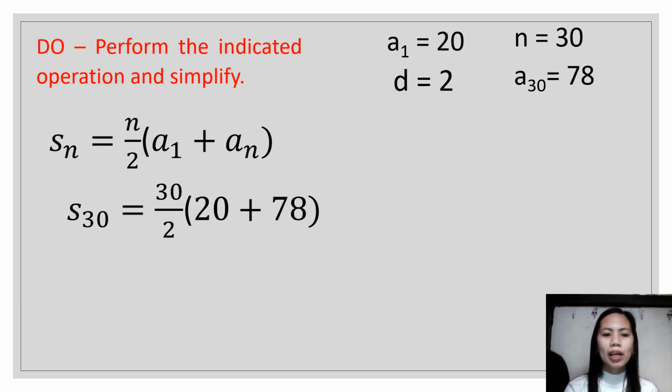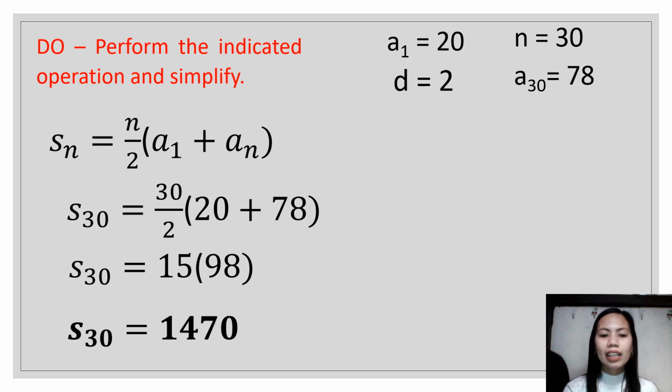Okay, so let us solve 30 divided by 2. Pwede natin yan isolve agad. That is 15. And then times 20 plus 78, that is 98. So 15 times 98, the answer is 1,470.